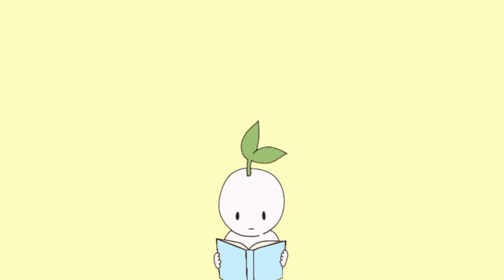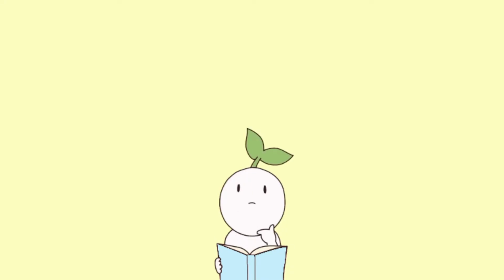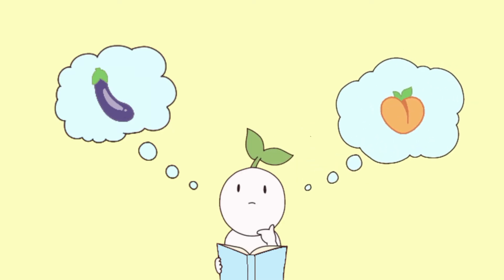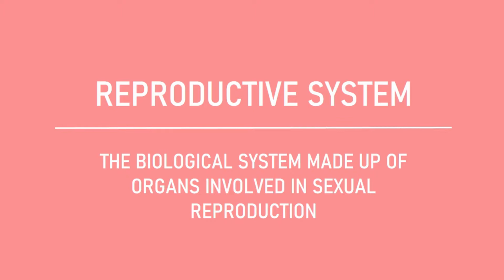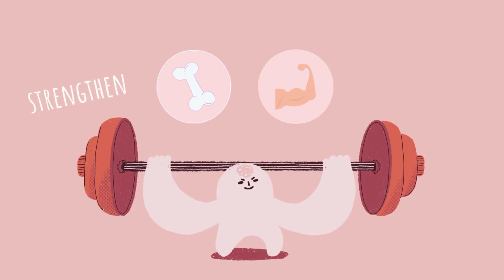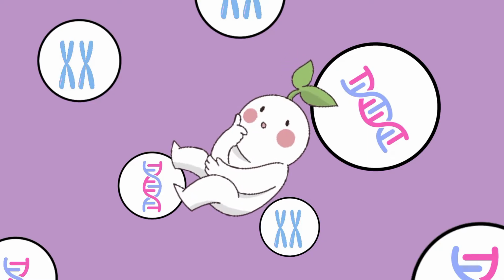Sex! The first thing that comes to mind whenever we hear the word sex is penis and vagina, which are the most known parts of the human reproductive system. It is made up of organs involved in reproduction. Unlike other organ systems that are mostly concerned about protecting our bodies, the human reproductive system's main concern is to ensure our genes get passed on for the survival of our species.